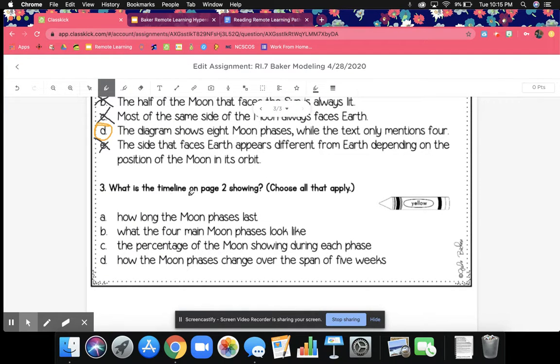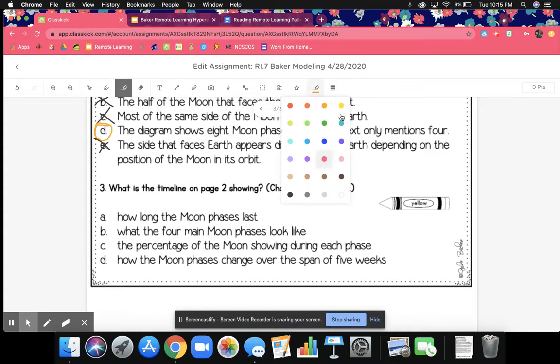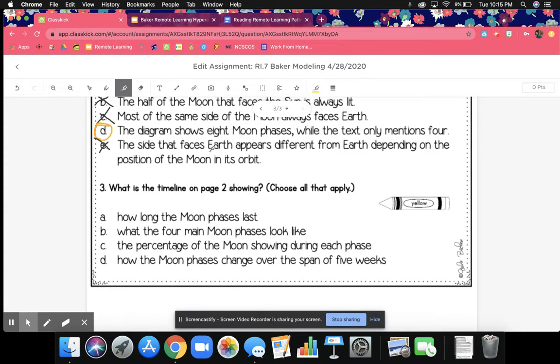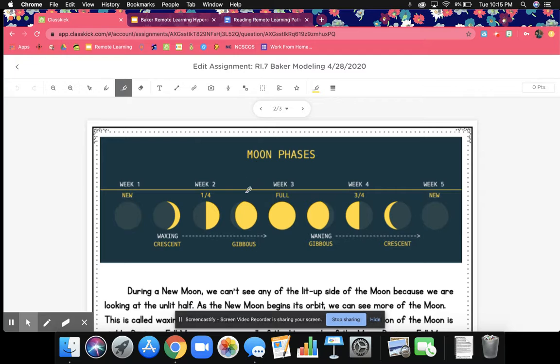And number 3, what is the timeline on page 2 showing? So I need to go yellow. What is the timeline on page 2 showing? Again, remember here, choose all that apply. That means there can be more than one answer. Okay, so we're going to the timeline on page 2. How long the moon phases last? Week 1, week 2, week 3, week 4, week 5. So this shows me that week 1 starts about half a week. You get here. So that's a week.